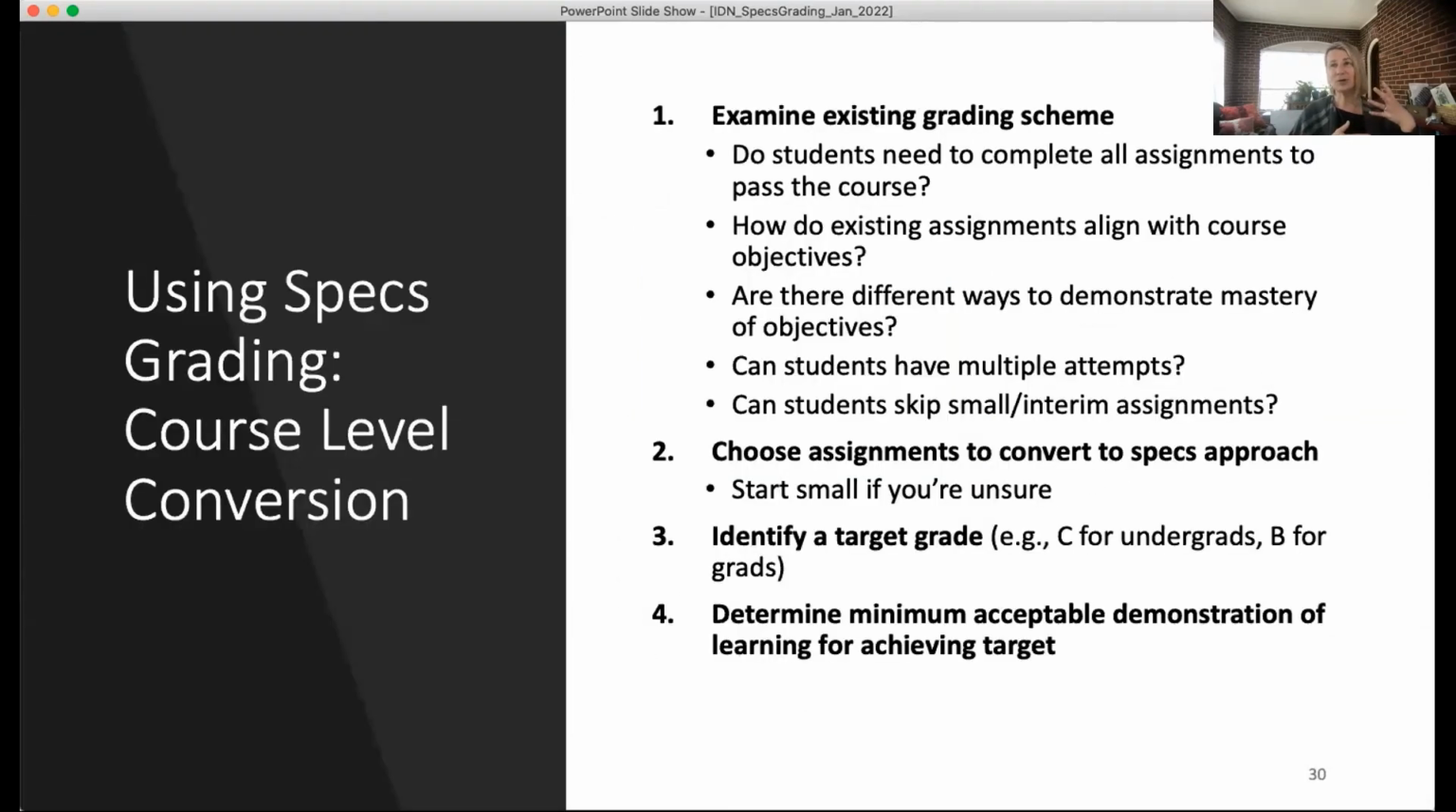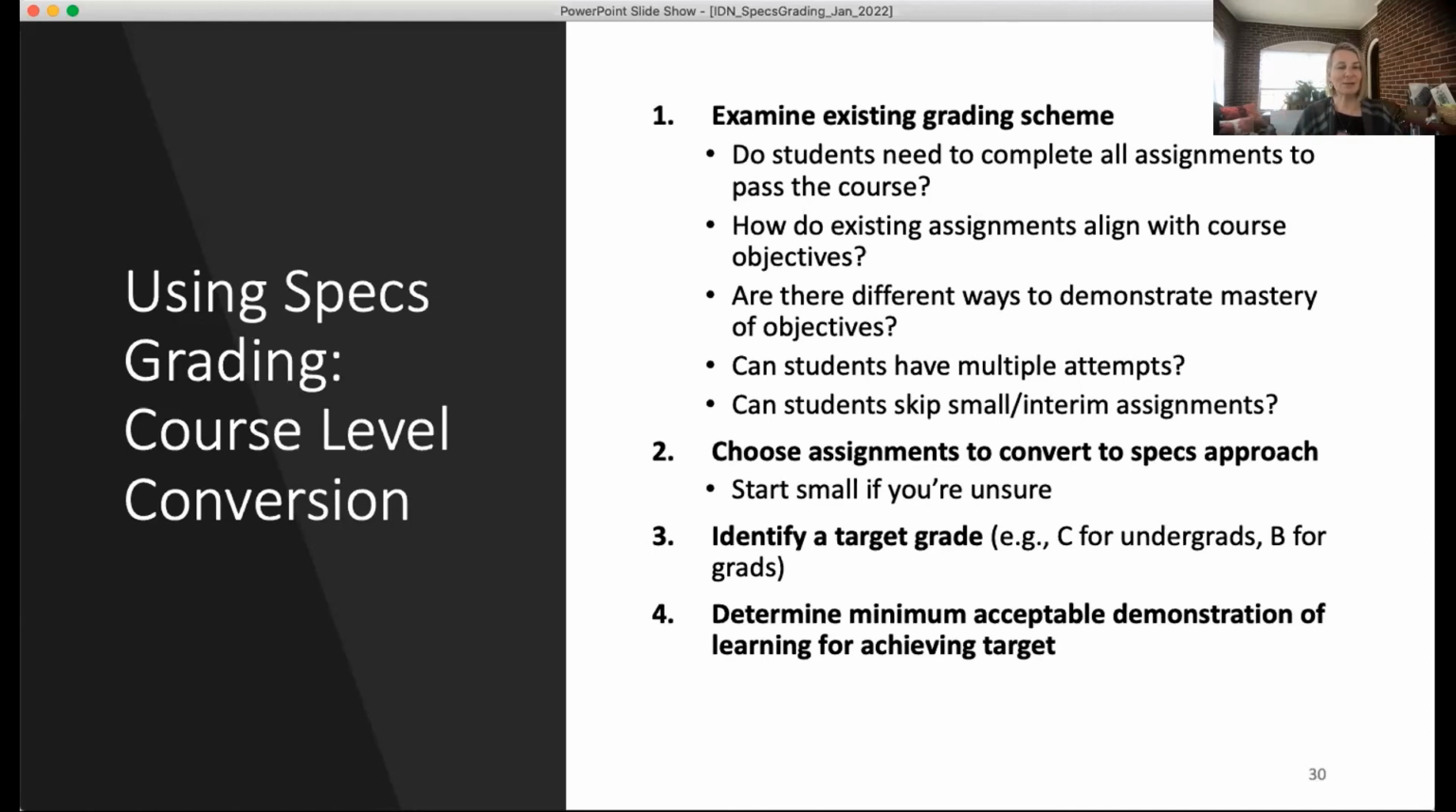So if you're converting, you need to think at the course level, like what's your existing grading scheme and what's important to you? Do I want students to complete all of the assignments, or can we do a subset of them? Do I have alignment in the first place? How do we demonstrate mastery in here? Do I want to have multiple attempts? Can I allow people to skip some small assignments, and is that okay? Choose what you want to convert to specs.